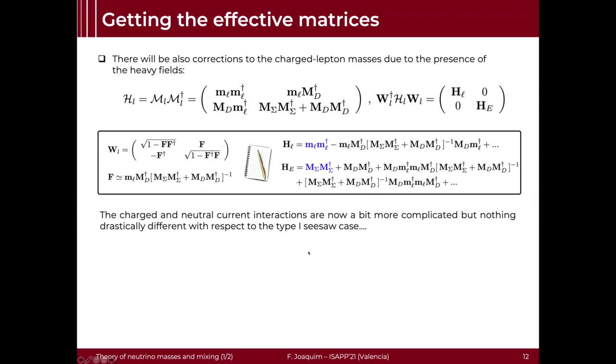In the charged and neutral current interactions, things are now a bit more complicated, because you will also have non-unitarity effects in the charged lepton sector. But the conclusions are not much different from the type 1 in what concerns the possibility of seeing non-unitarity effects, because again, this scale M sigma is much, much larger than the other scales involved in the problem.